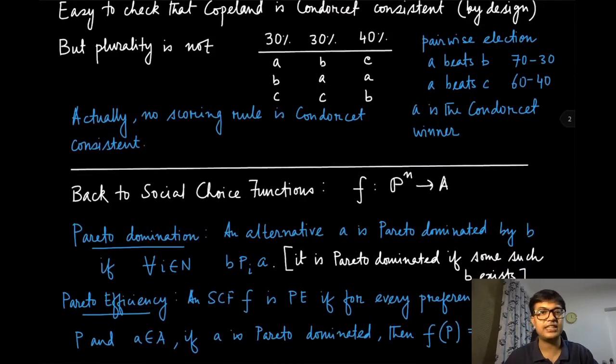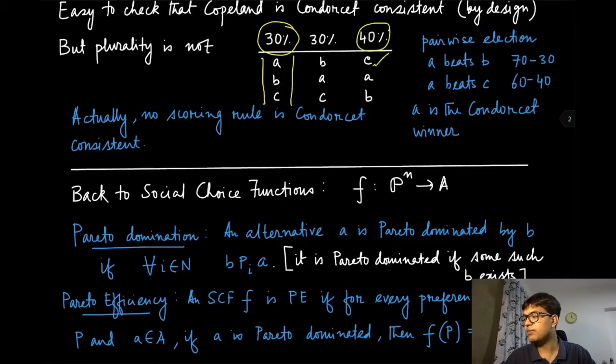So here is an example. Suppose there are again 3 different types of voters. By type I mean that their preference profile remains the same. The preference ordering among these 3 candidates remains the same. So 30% of these voters prefer A over B over C. The other 30% thinks that B is above A is above C, and there is 40% which thinks C is above A is above B, right?